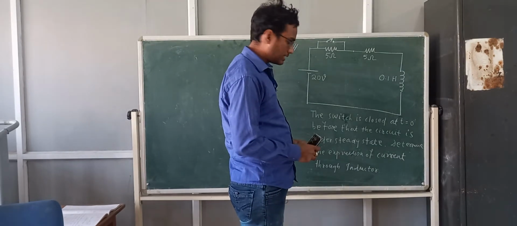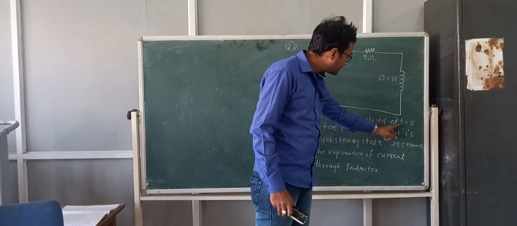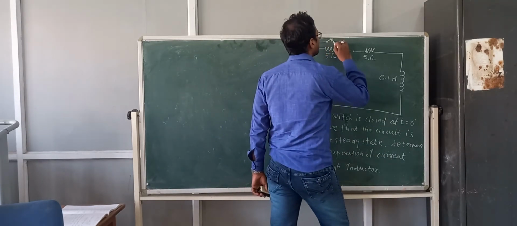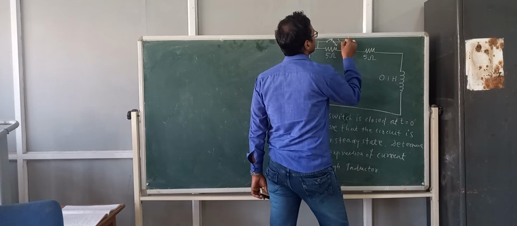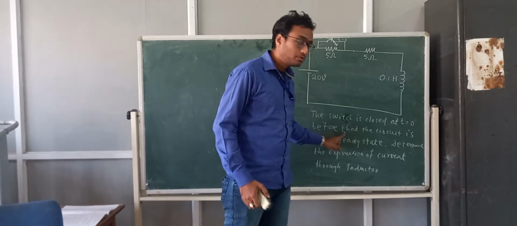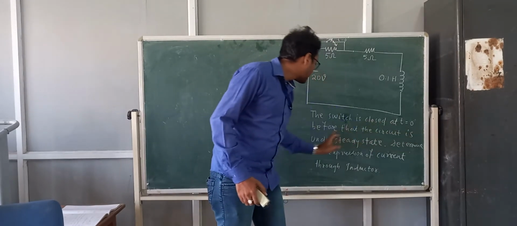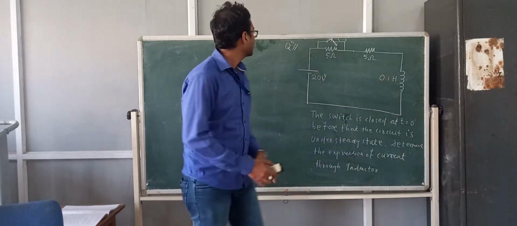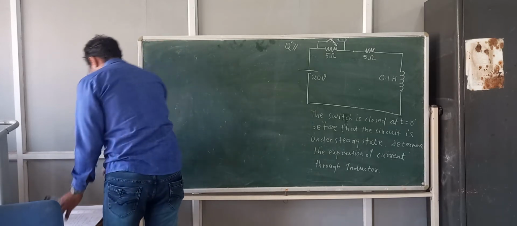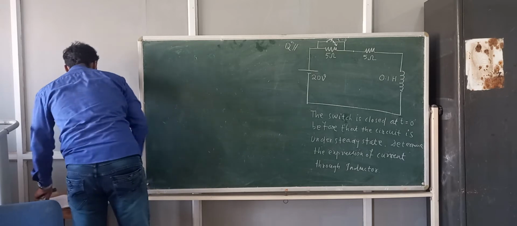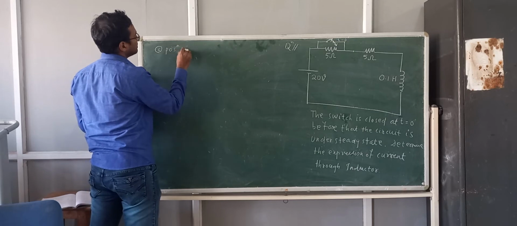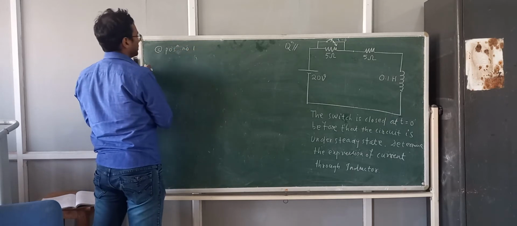So what is telling here? The switch is closed at t equals 0. Suppose this switch is closed at t equals 0. Before closing the switch, the circuit is under steady state. So see here, what is the solution? Let us see. I can say one thing here.